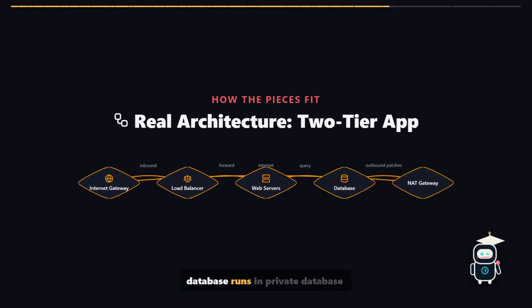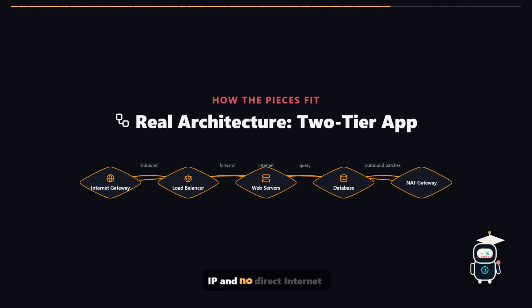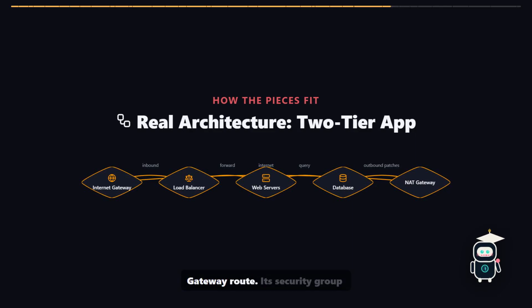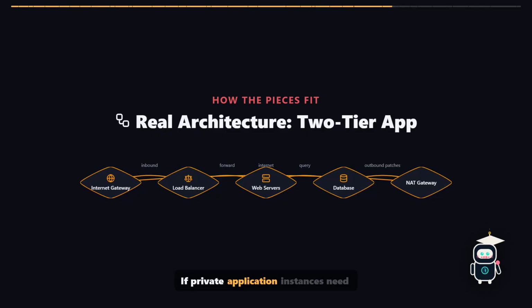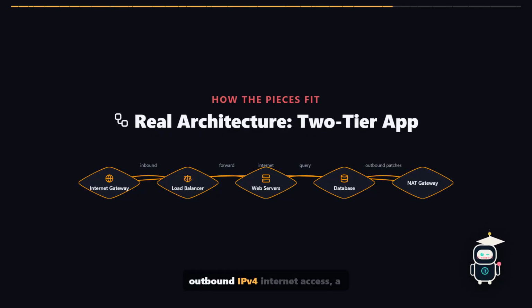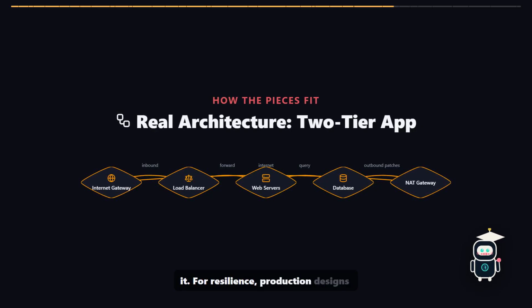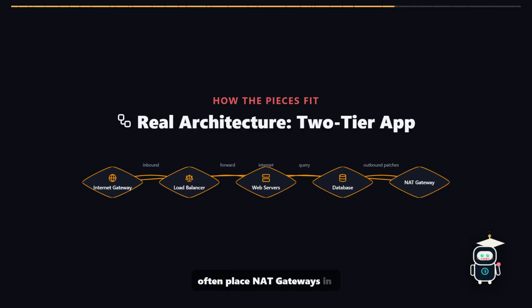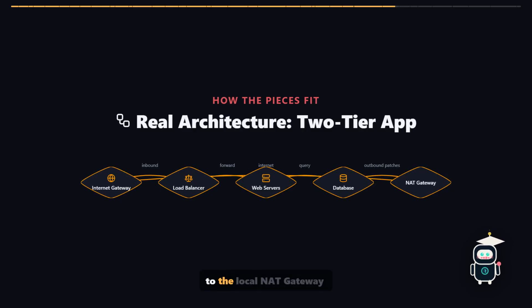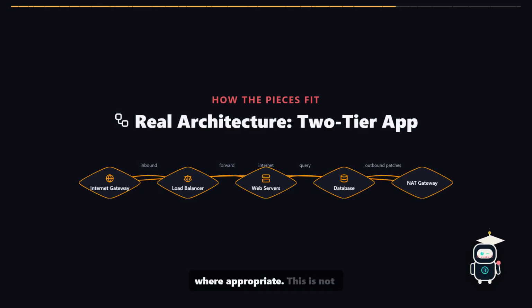The database runs in private database subnets. It has no public IP and no direct internet gateway route. Its security group allows only the required database traffic from the application tier. If private application instances need outbound IPv4 internet access, a public NAT gateway can provide it. For resilience, production designs often place NAT gateways in more than one availability zone and route each private subnet to the local NAT gateway where appropriate.